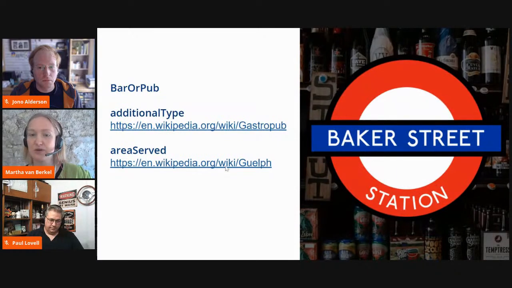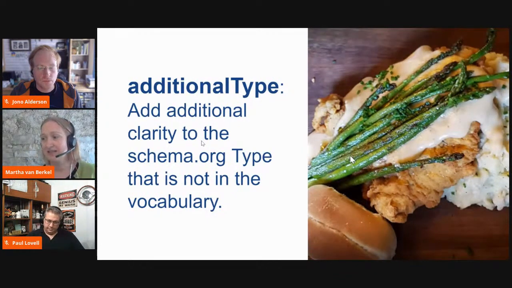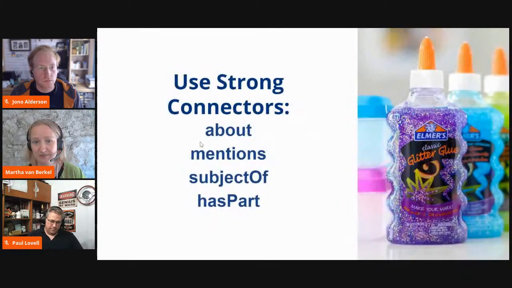Additional type is an interesting one. This is a pub, but in essence, it's a gastropub, so it's all about food in addition to the beer. Additional type is one of these properties within schema.org that advanced users can use to clarify the type. So it's a bar or pub with additionalType gastropub, which is defined in Wikipedia. So I can be really, really specific about the type of pub that I'm in.